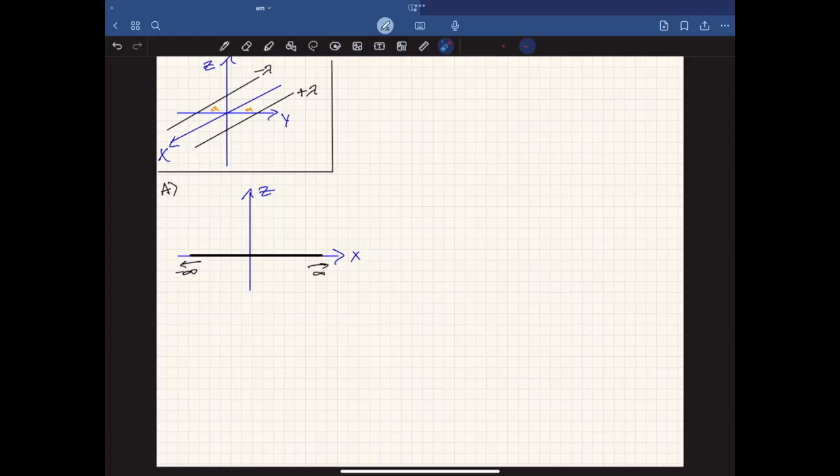I will be solving problem 2.52 from Griffith's Introduction to Electrodynamics. So we have two infinitely long wires running parallel to the x-axis, and these wires carry uniform charge densities of plus lambda and negative lambda, and I've drawn that right here. For part A, we want to find the potential at any point xyz using the origin as your reference.